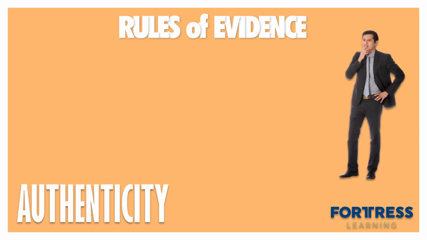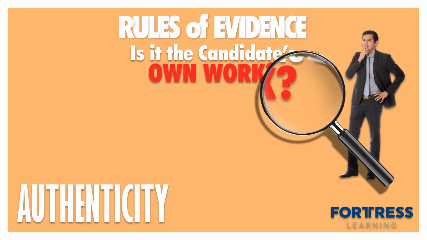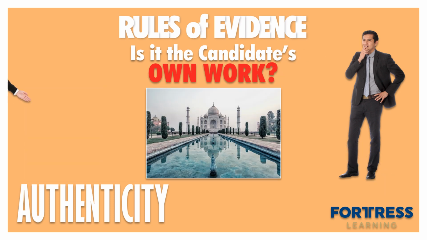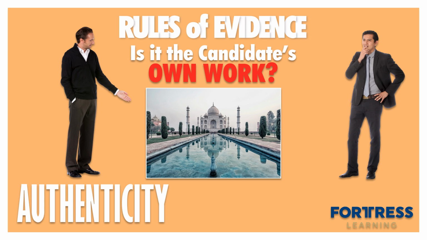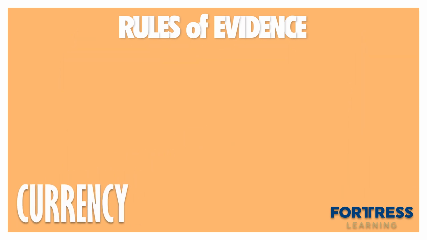The rule of authenticity requires the assessor to be absolutely sure that the evidence presented by the candidate for assessment has actually been prepared by them. They need to be sure that there was no collusion from a third party in the preparation of the evidence and that it is not the work of someone else that the candidate has presented as their own. The fourth rule of evidence is currency.